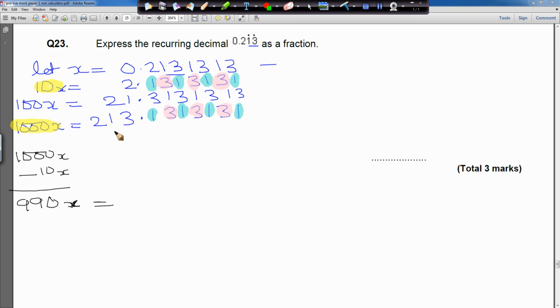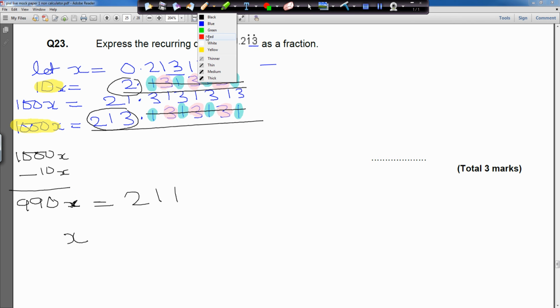Now, similarly, 1000x is that, and that is what 10x is. We subtract them, so this part here will cancel. We're left with 213 minus the 2. So 213 minus 2 will give you what? 211. Now one more final step of rearrangement. So we get to here, and the opposite of multiplying by 990 is to divide it on the other side.